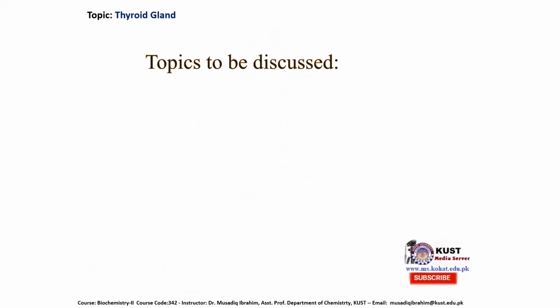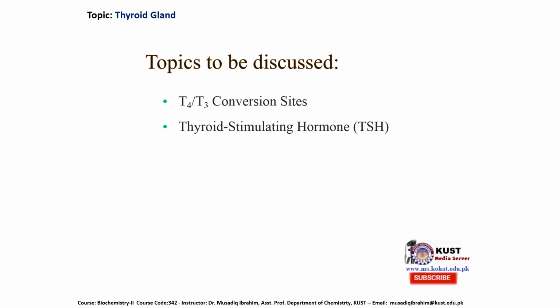So the topics which we will be discussing in this lecture will include the T4 T3 conversion sites, that is, where the conversion is taking place between these two hormones of the thyroid gland, and the thyroid stimulating hormone, which is also known as TSH, and this is the hormone which stimulates the thyroid gland to in turn secrete the T4 and T3 hormones.